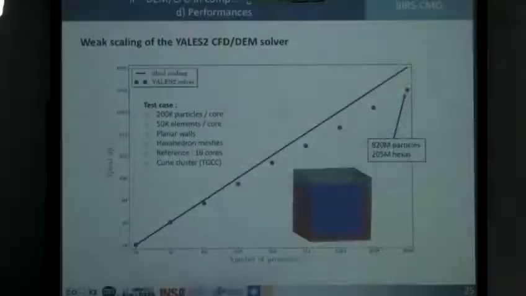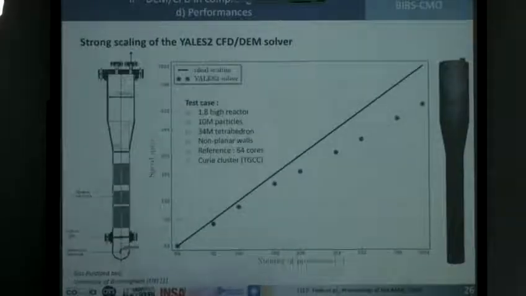So here, a few results. Here is a weak scaling of the YELS2 code in a very simple case. This is a box with planar boundaries meshed with hexahedrons. So this is really simple. It's quite satisfactory. You can see here that the last point stands for a simulation gathering 800 million particles on 200 million hexahedrons. Here is a more realistic case.